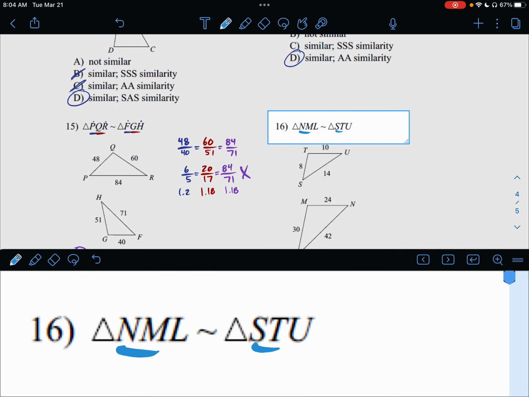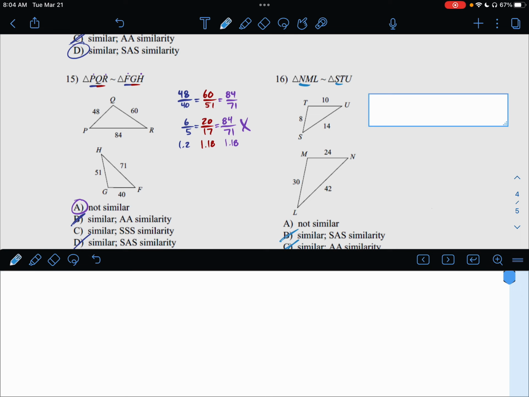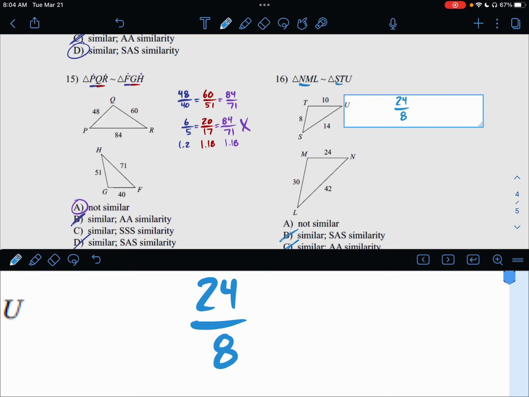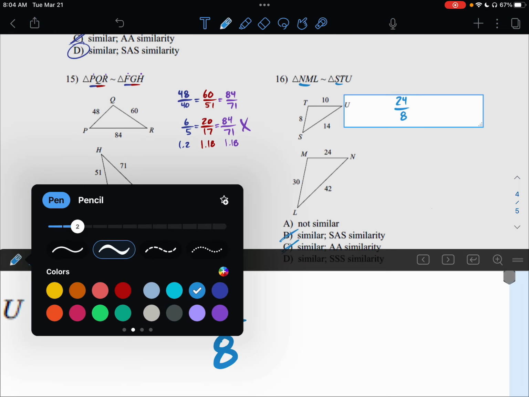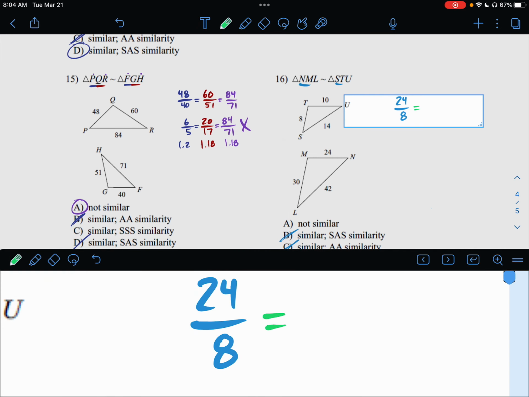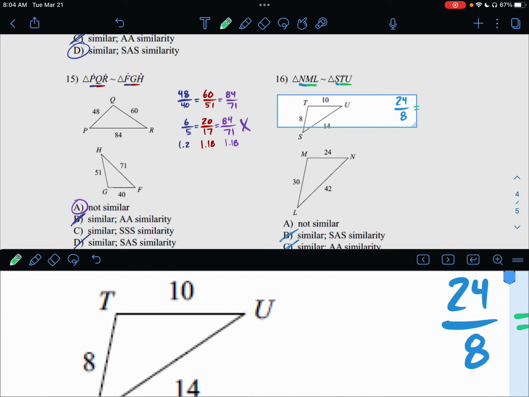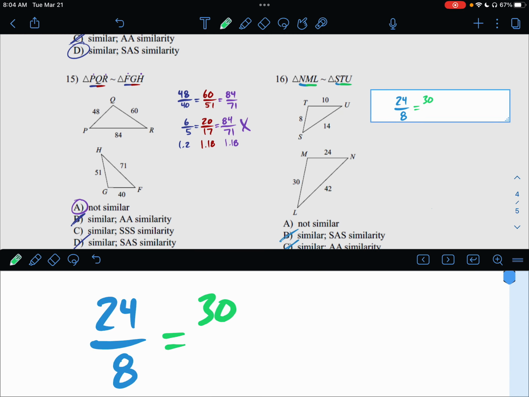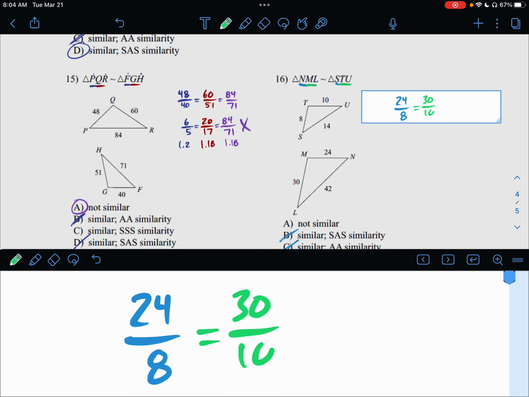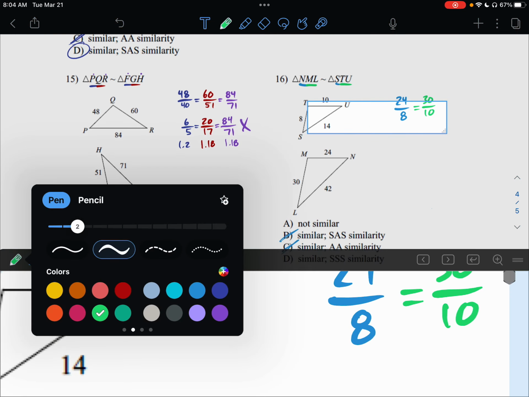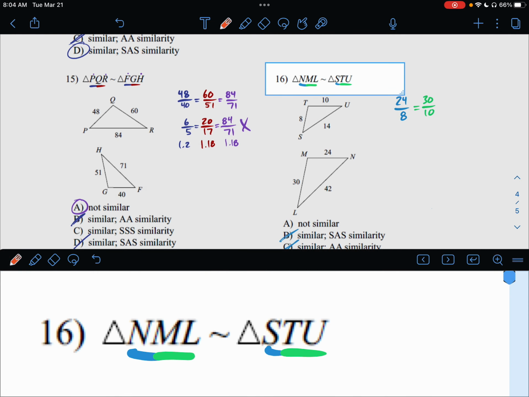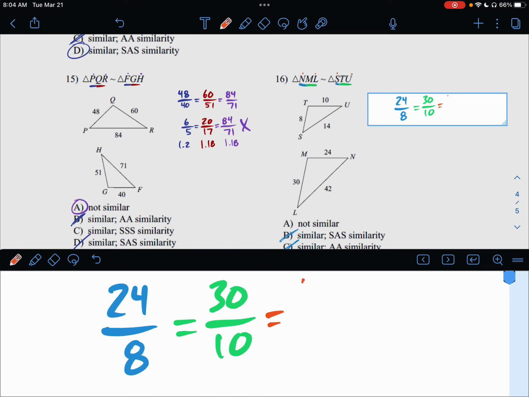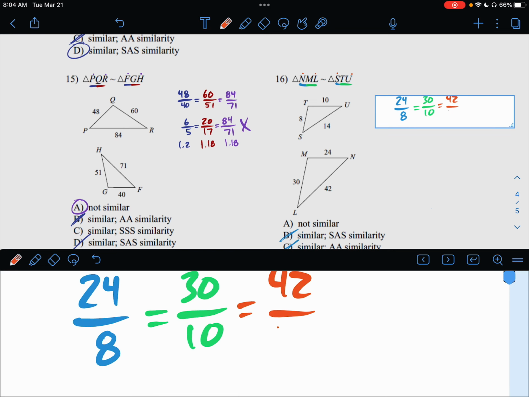So NM matches up with ST. So NM is this 24. ST is the 8. Next we have ML matches up with TU. So ML is that 30. TU is the 10. And then we're going to have the first and third letter, so NL and SU. So NL is the 42. And SU is the 14.